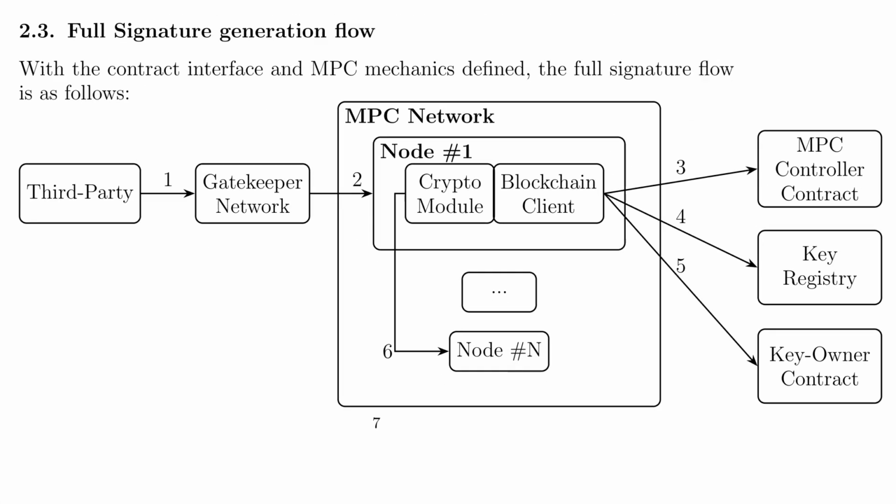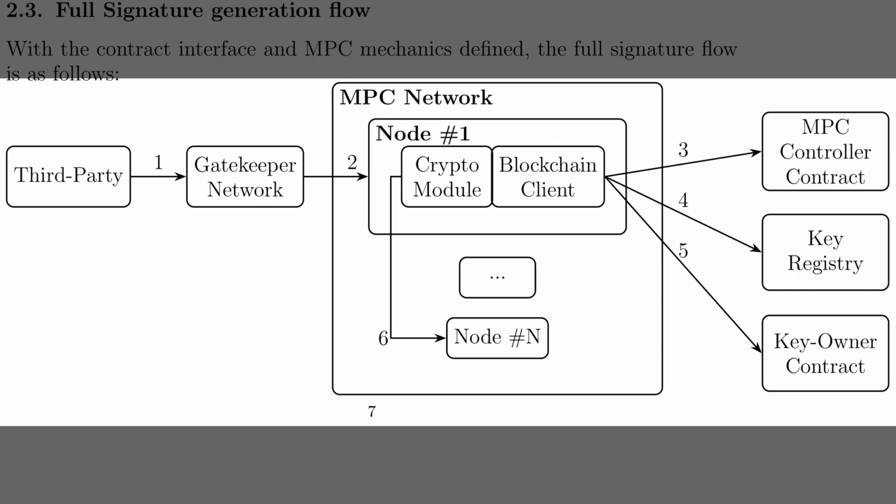So while Figure 3 showed how a single node joins, this figure lines up the full request path through the system. A third party first sends a request through the gatekeeper network, which forwards it into the multi-party computation network. Inside that network, Node 1 runs a crypto module alongside a blockchain client that talks to three contracts: the multi-party computation controller, the key registry, and the key owner contract. Additional nodes join via step 6, so threshold signing can happen collaboratively.